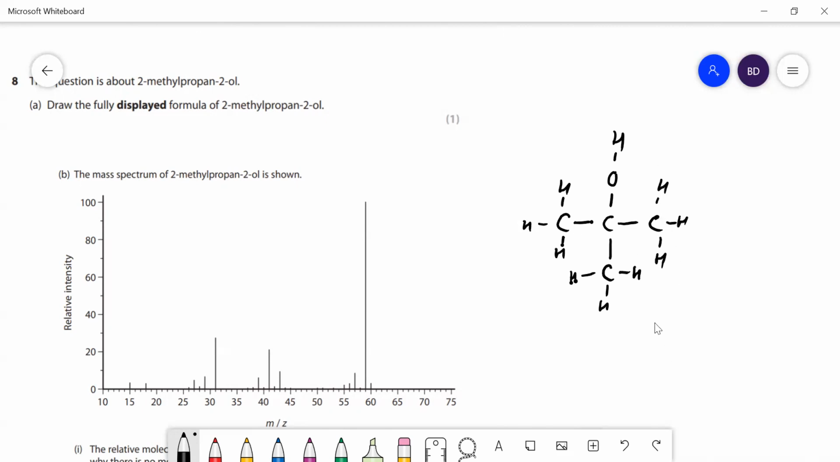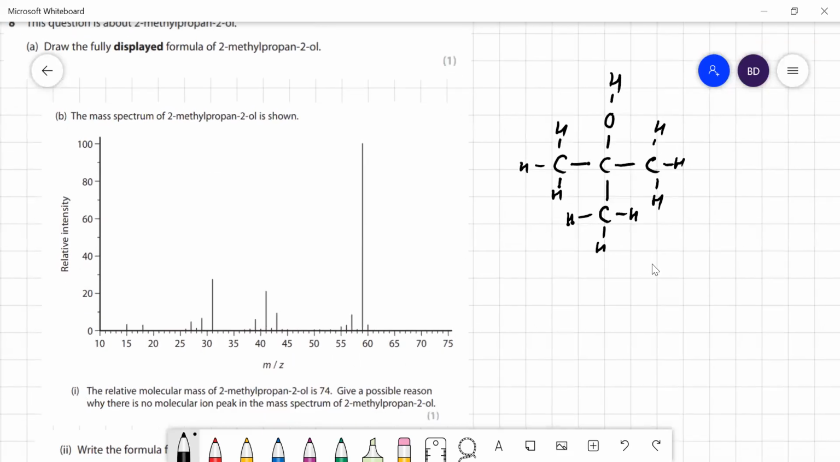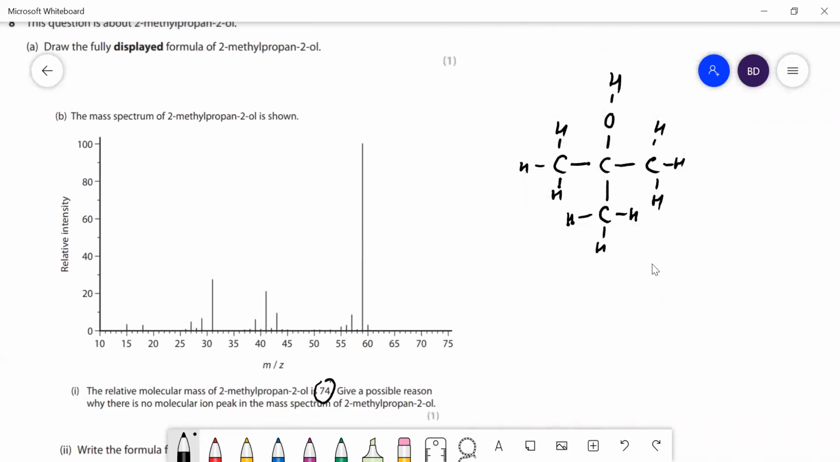Okay, now that's just about mass spectrum. The relative molecular mass of this stuff is 74, but you don't get a peak at 74. Give a possible reason why there is no molecular ion peak in the spectrum. Right, it must be that the molecular ion, C4H10O+, must be unstable. It must fragment into something else, and so none of it reaches the detector. So that would be the answer to that one.